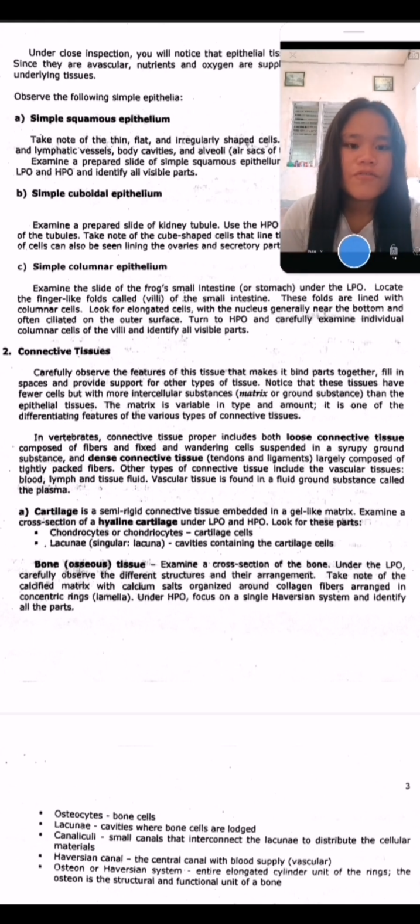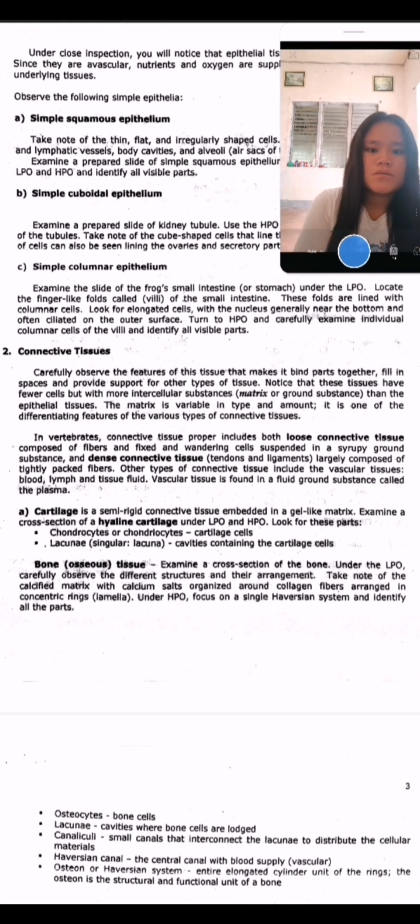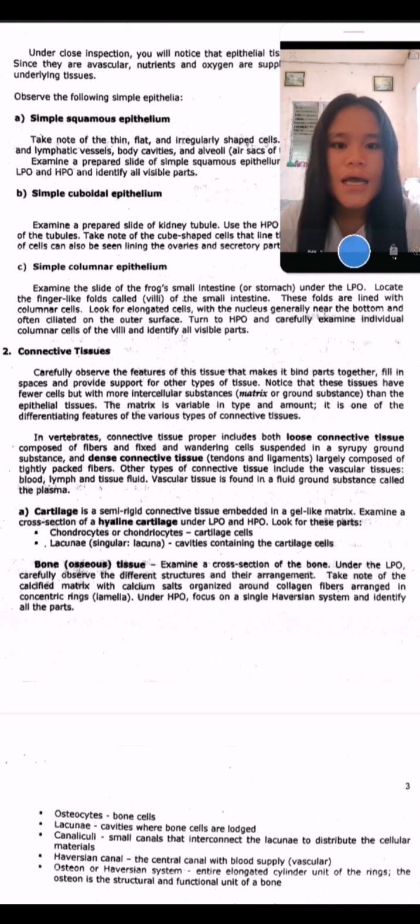Other types of connective tissue include the vascular tissues: blood, lymph, and tissue fluid. Vascular tissue is found in a fluid ground substance called the plasma. So far, that is the explanation for connective tissue.